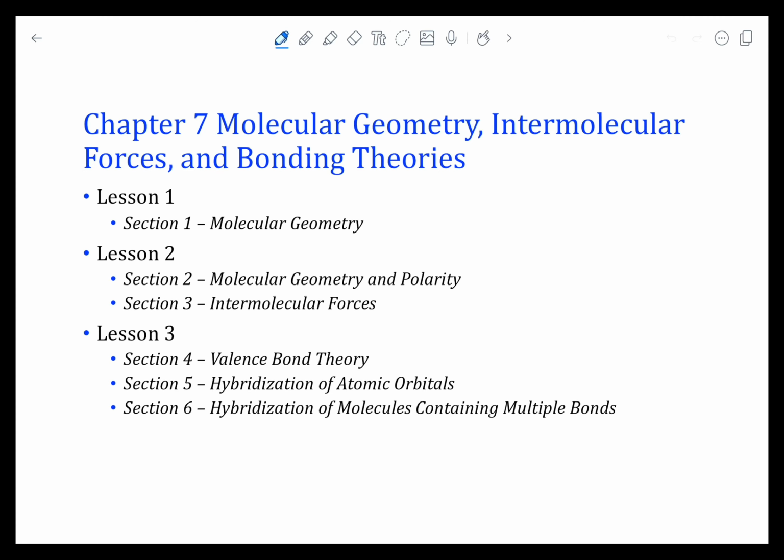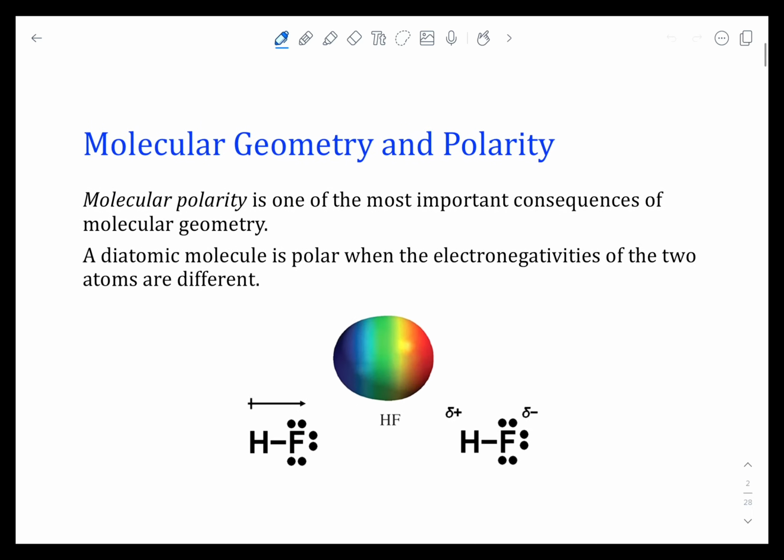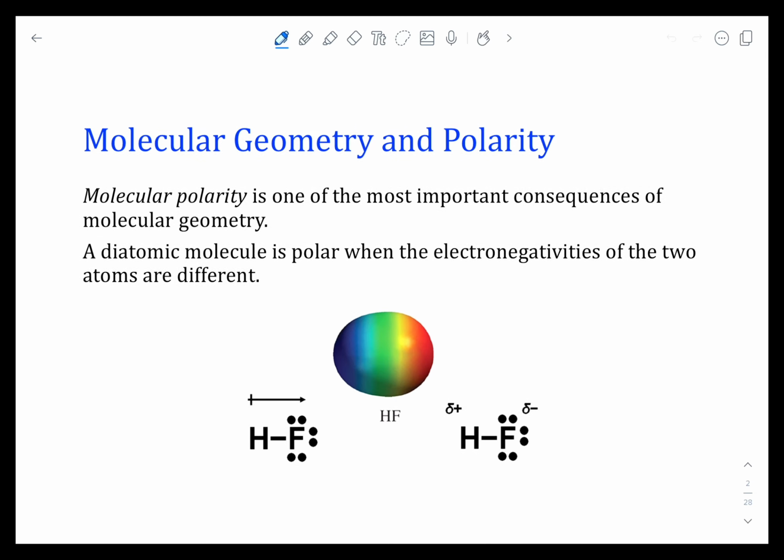In this lesson, we are going to be focusing on how molecular geometry and polarity overlap, as well as intermolecular forces. So let's begin. We just learned about molecular geometries and how the shape of the molecule matters. Now, molecular polarity is one of the most important consequences of determining the molecular geometry.